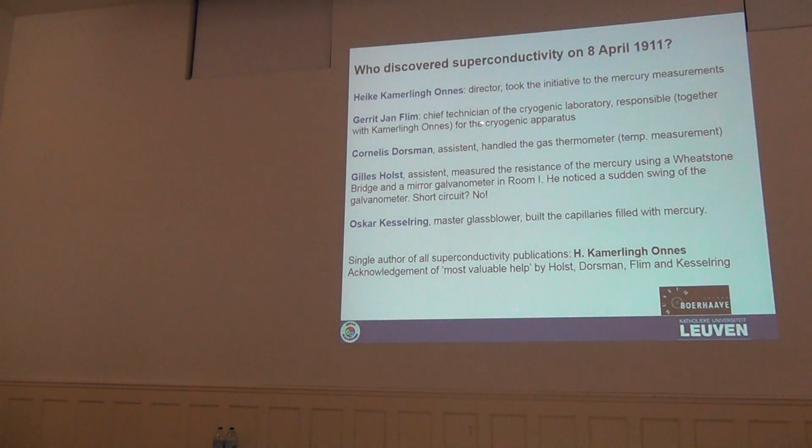But what he did, he directed and took the initiative on the mercury measurements. Gerrit Jan Flim, chief technician, had to build up from scratch a rather unique cryogenic laboratory, responsible together with Kamerlingh-Onnes for the cryogenic apparatus. Cornelis Dorsman, assistant, handled the gas thermometer for temperature measurements. Gilles Holst, assistant, measured the resistance of the mercury using a Wheatstone bridge and the mirror galvanometer in room 1. He noticed a sudden swing of the galvanometer. Short circuit? No. So basically, the guy who discovered with his eye this swing was this guy.